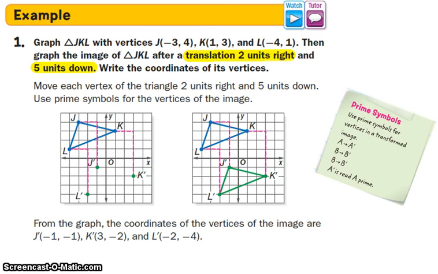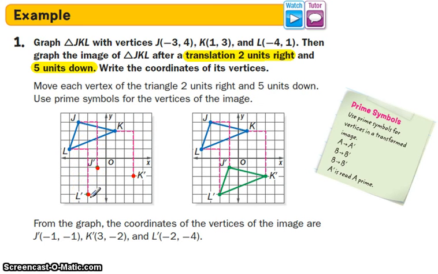So what you do is you take each point. Let's start with J. We're going to go 2 to the right, 1, 2, and 5 down. 1, 2, 3, 4, 5. Look where our new point is right here. Okay. Let's take K. 2 to the right, 1, 2, 5 down. 1, 2, 3, 4, 5. Here's our new point for K. And we have to do the same with L. Again, 2 to the right, 1, 2, and 5 down. 1, 2, 3, 4, 5.